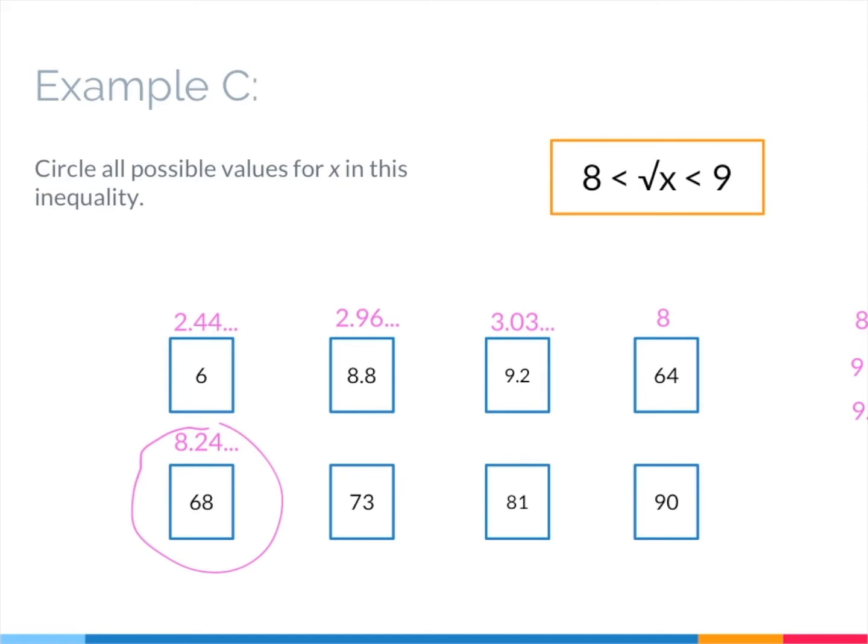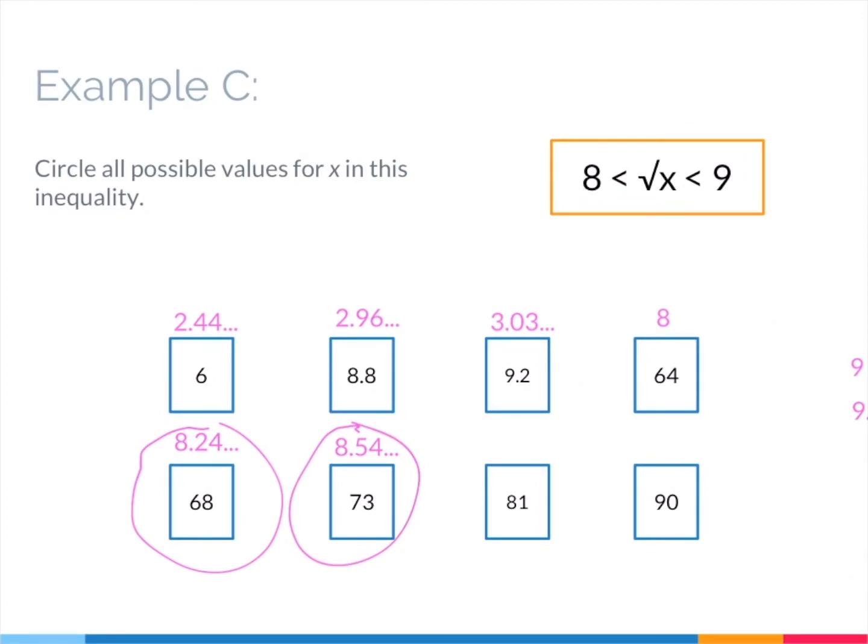Let's move on to 73. I'm going to go ahead and type that in my calculator, and when I do that, I end up with 8.54 on and on and on. And is that between 8 and 9? Yes, it is, so back-to-back correct answers for us. So let's go ahead and circle that one and move on to 81.